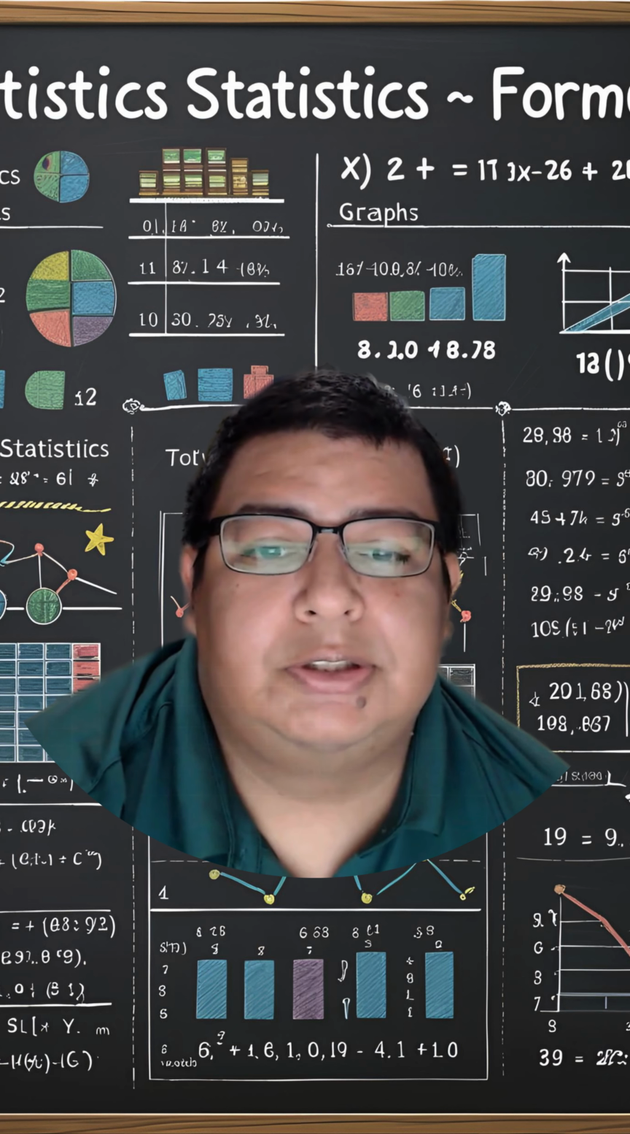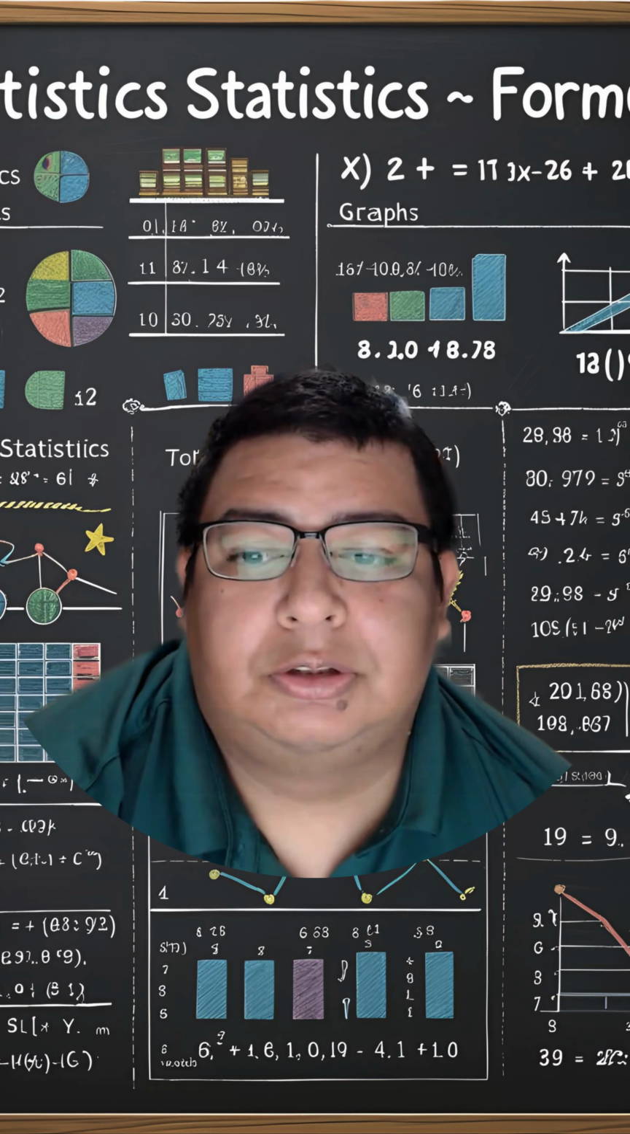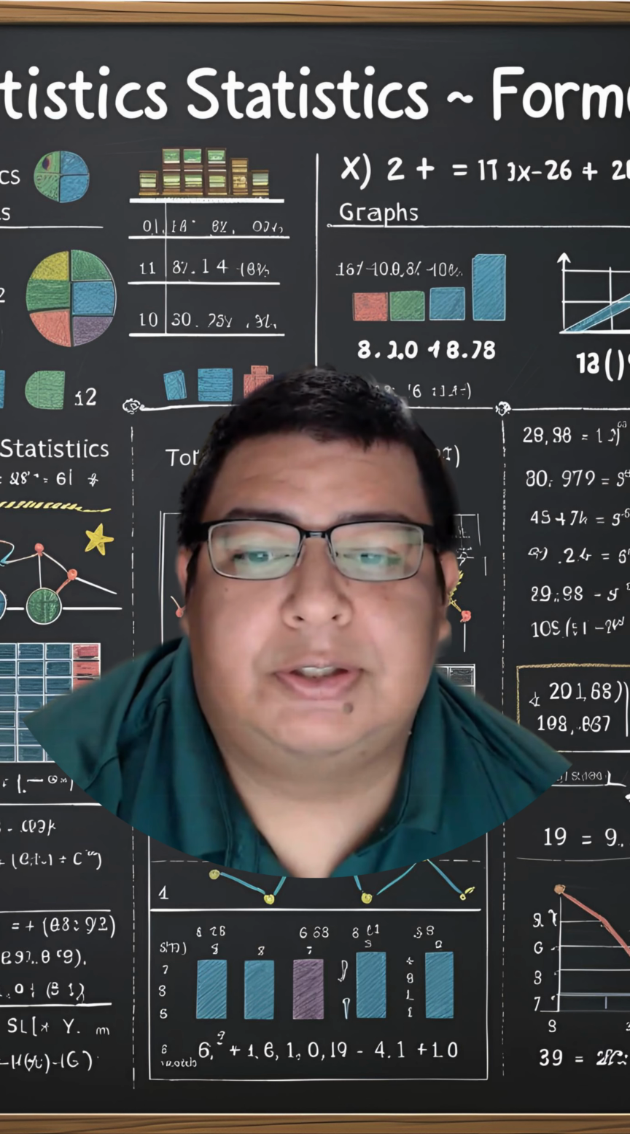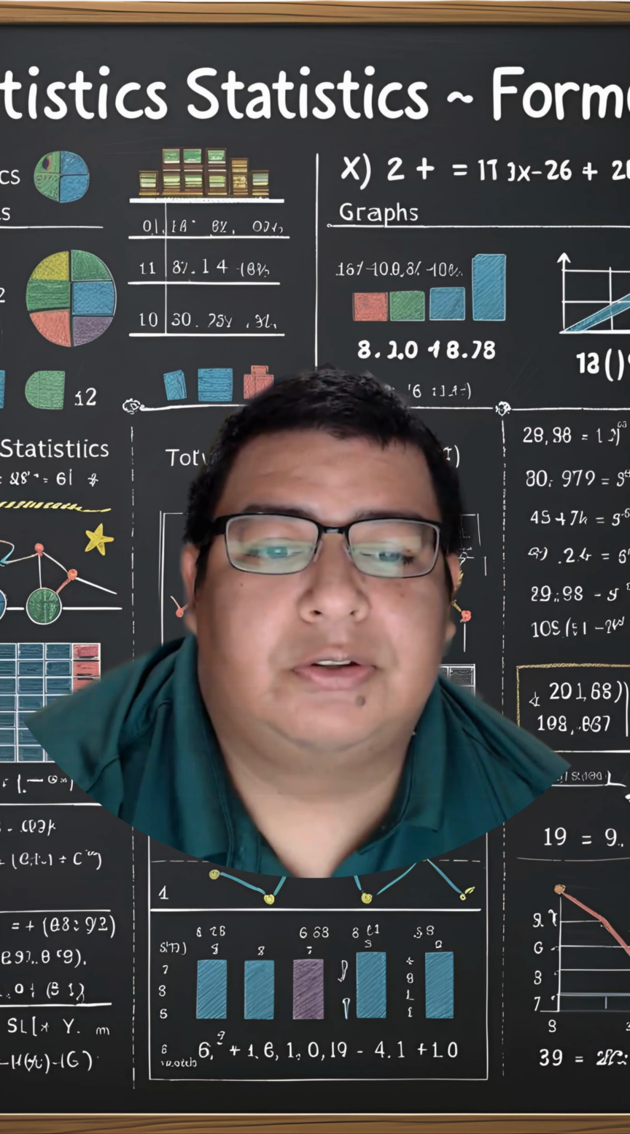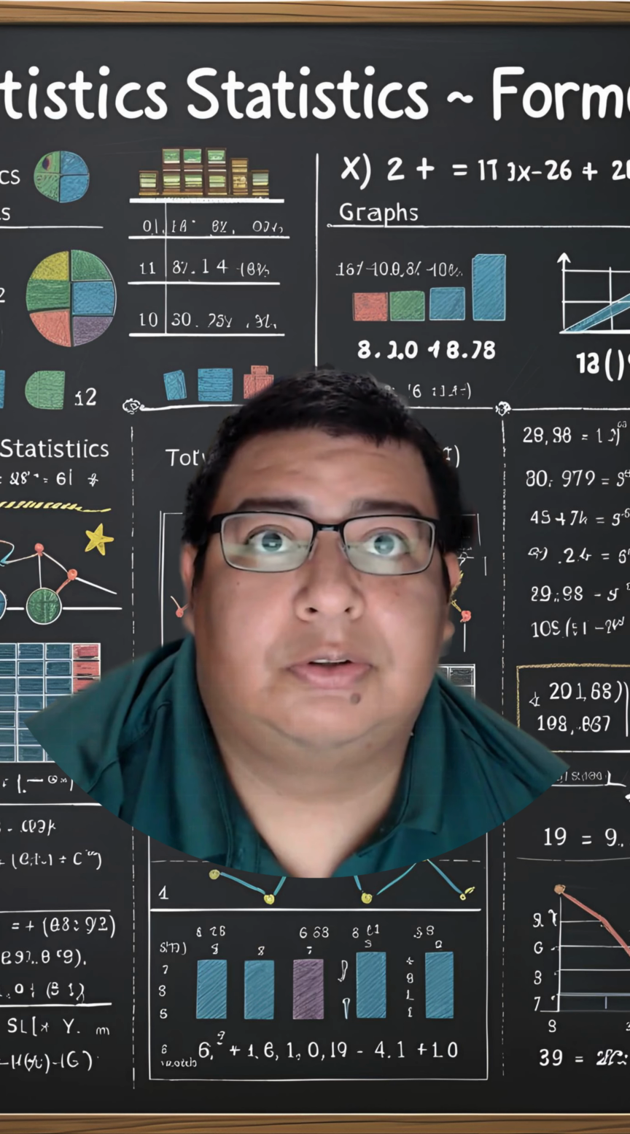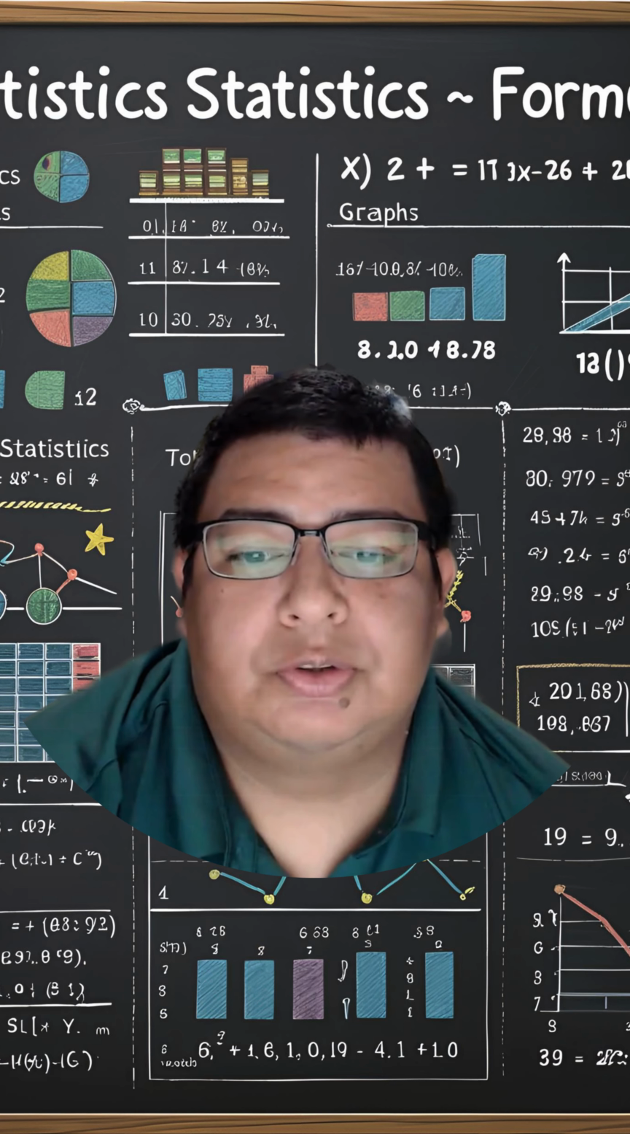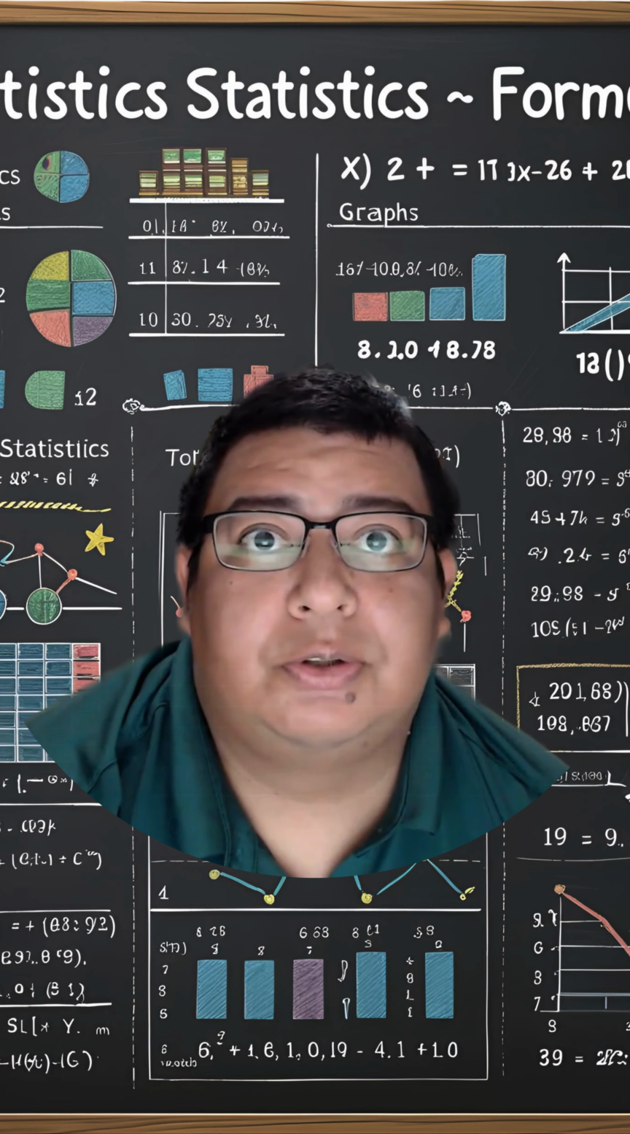So, discrete quantitative variables. What is the definition? Discrete quantitative variables are those that take on a finite or countable number of values. These variables often represent countable items or events.